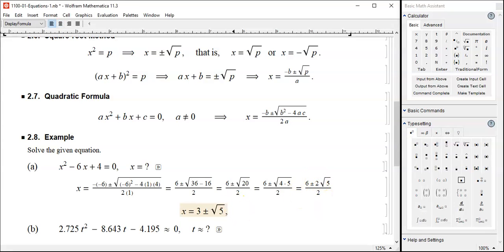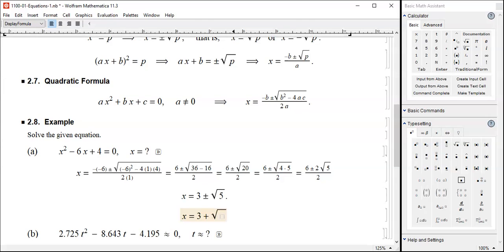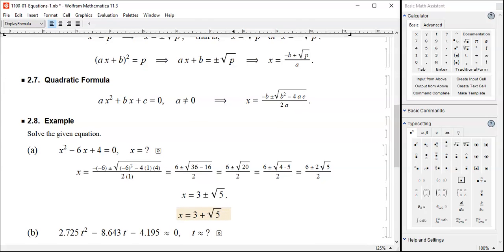Or if you prefer, you can write like this. X equals 3 plus square root of 5, or x equals 3 minus square root of 5. There are 2 solutions. Writing like this, perfectly fine. Writing like that, again, perfectly fine.